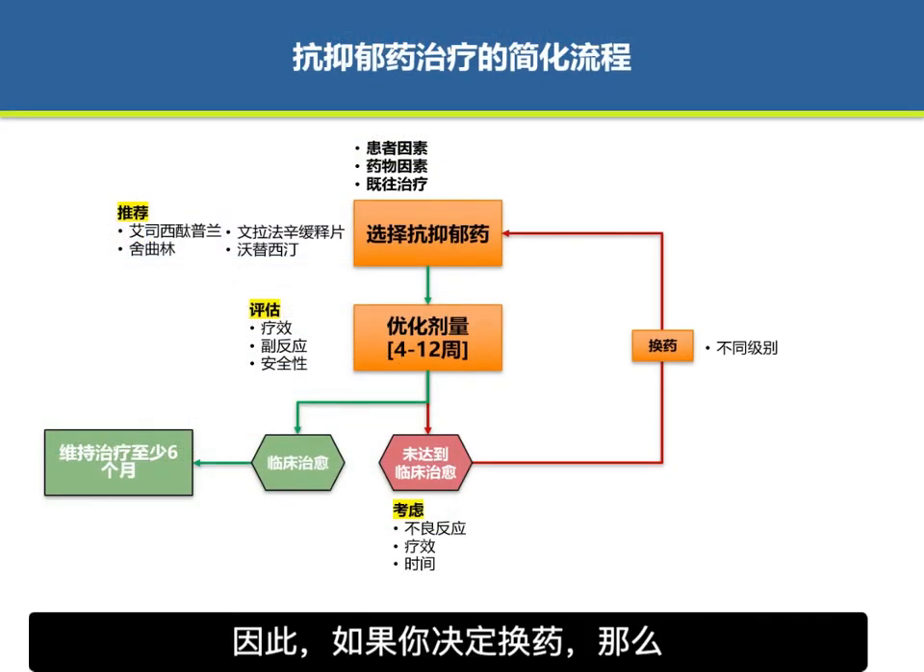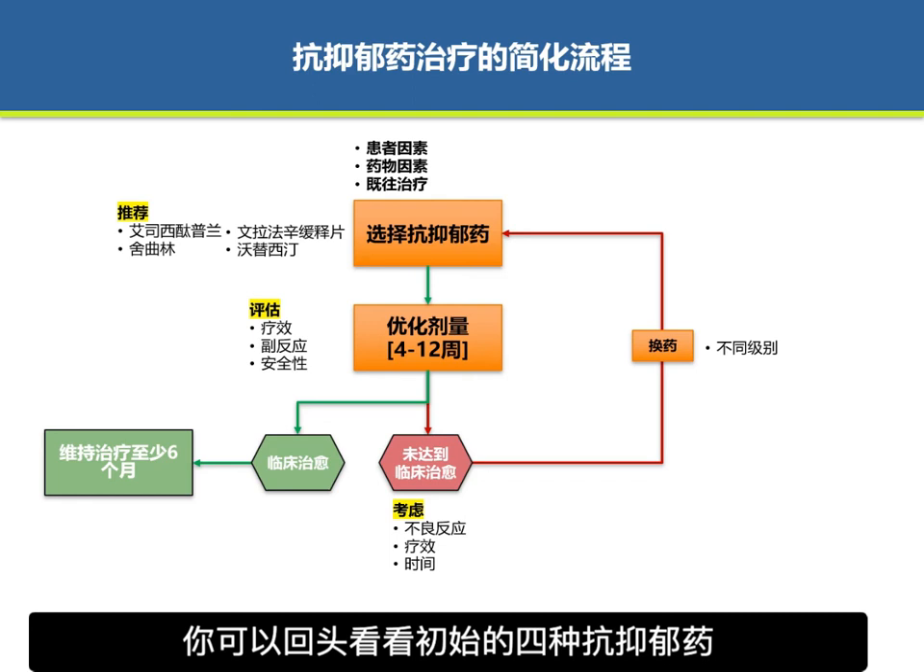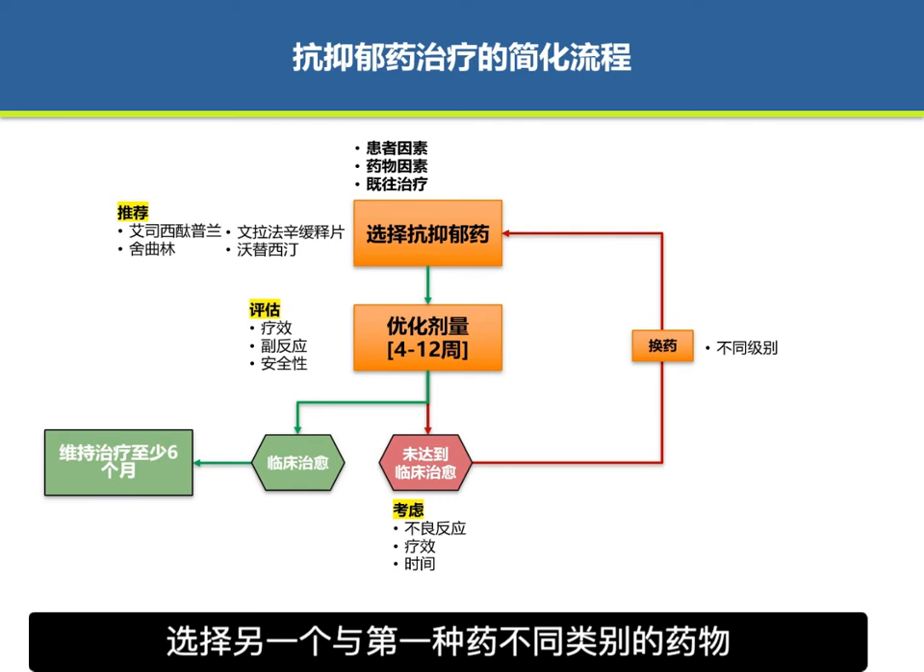So if you decide to switch antidepressants, then all things being equal, we'd recommend that you switch to an antidepressant of a different class. And so you would go back to looking at the initial 4 antidepressants and choose another medication that's in a different class than the first antidepressant.